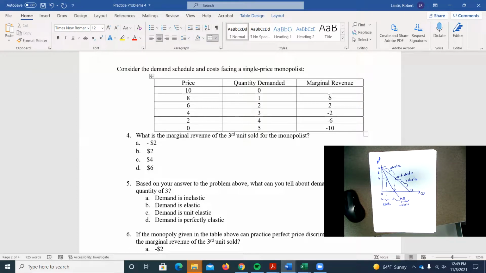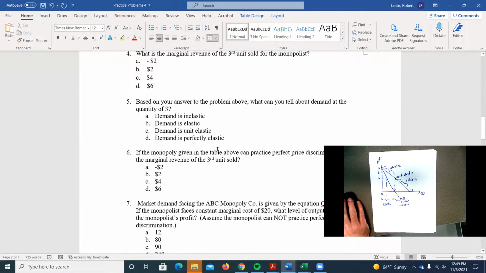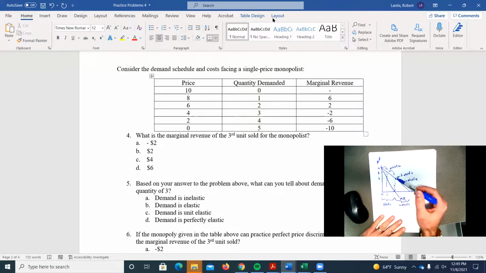Try to wrap this up here. One more question. If we've got the monopolist, what would the marginal revenue be for the third unit sold if they're perfectly price discriminating? If we had a perfectly price discriminating monopolist, we said that they're going to charge a price for every unit that's exactly on the demand curve, because they don't have to charge one price anymore. They can charge several prices.